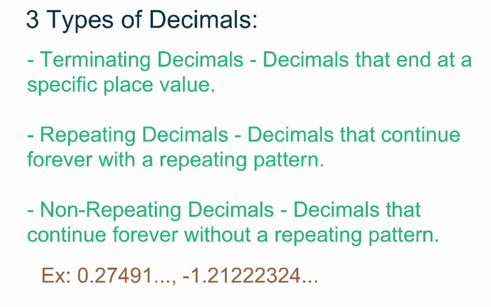An example of that might be 0.27491. There's no pattern in those numbers at all, but those numbers go on forever. Okay? Another non-repeating decimal would be negative 1.21222324. So we see that there's a pattern there. We're going up 21, 22, 23, 24. There is a pattern there, but it's not a repeating pattern. Therefore, that is not a repeating decimal. It's still a non-repeating decimal. Even though it has a pattern, the pattern does not repeat. So it is a non-repeating decimal.